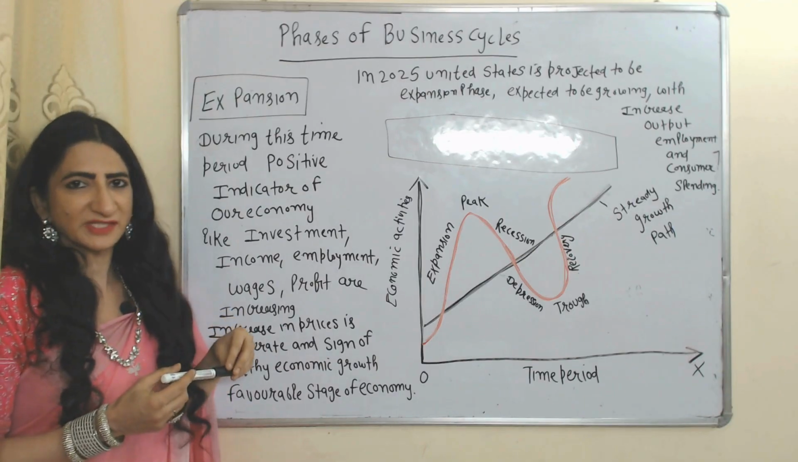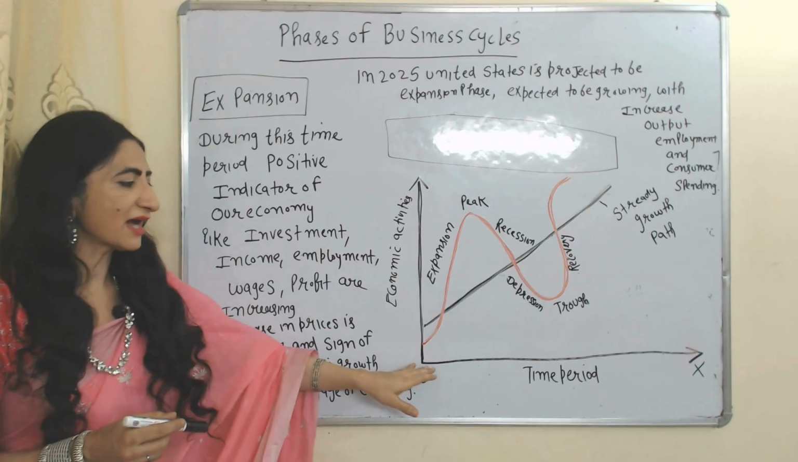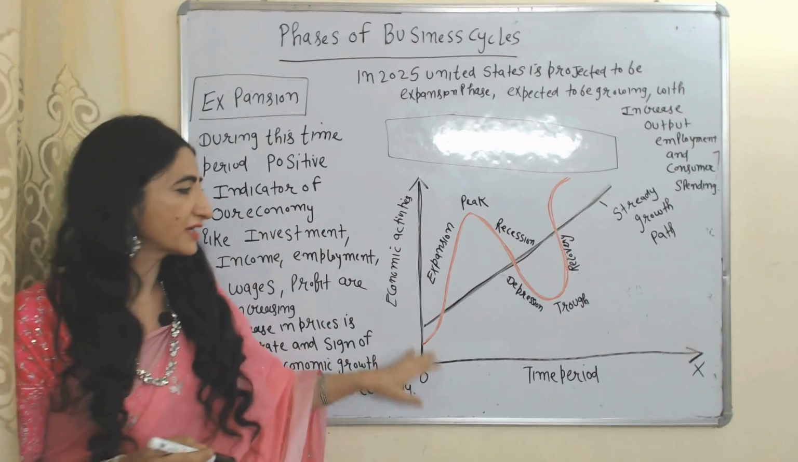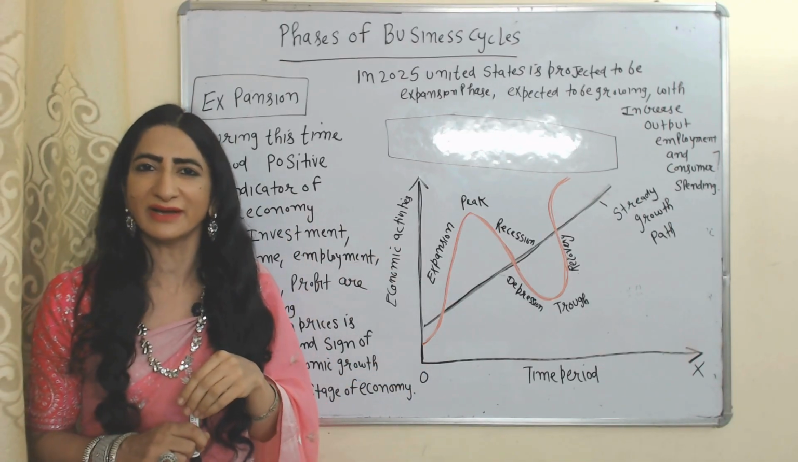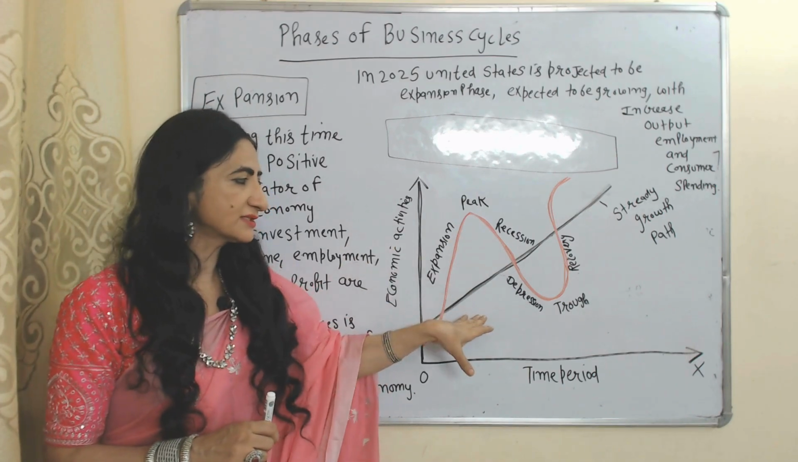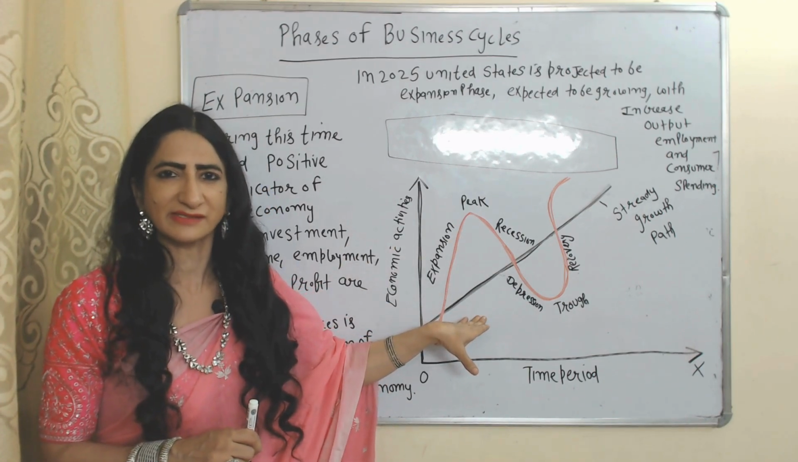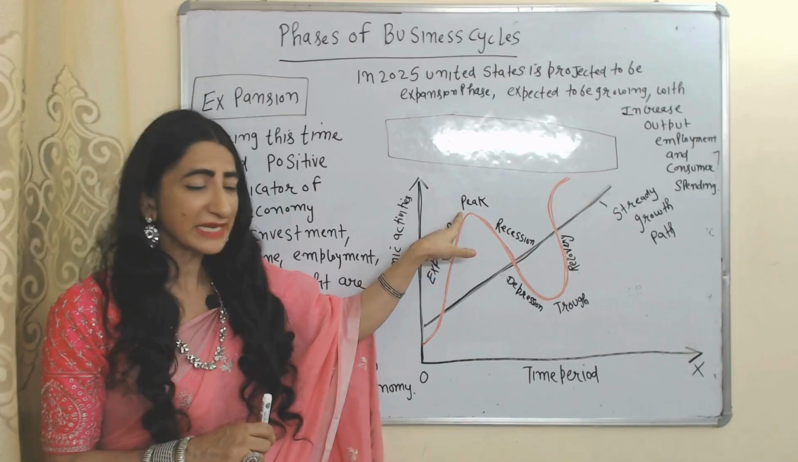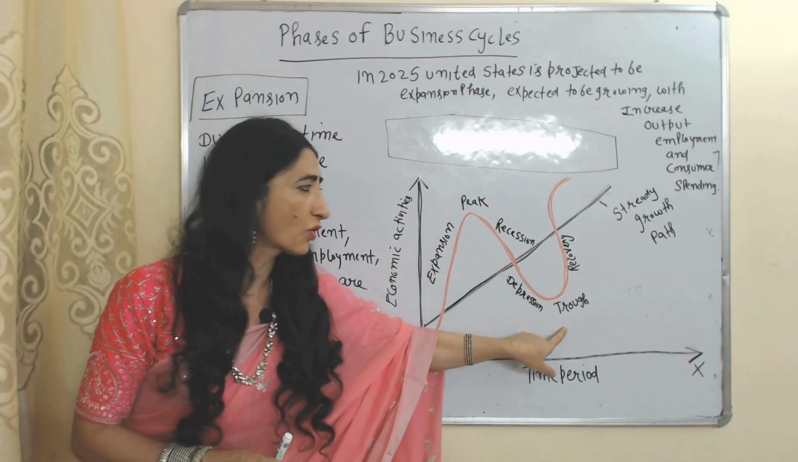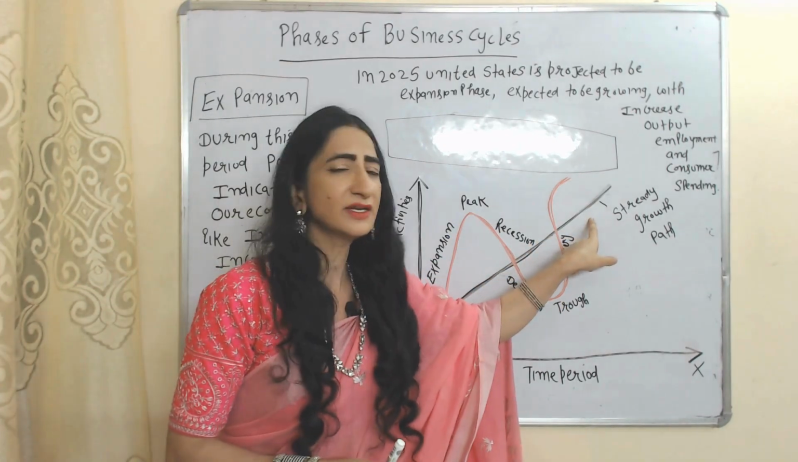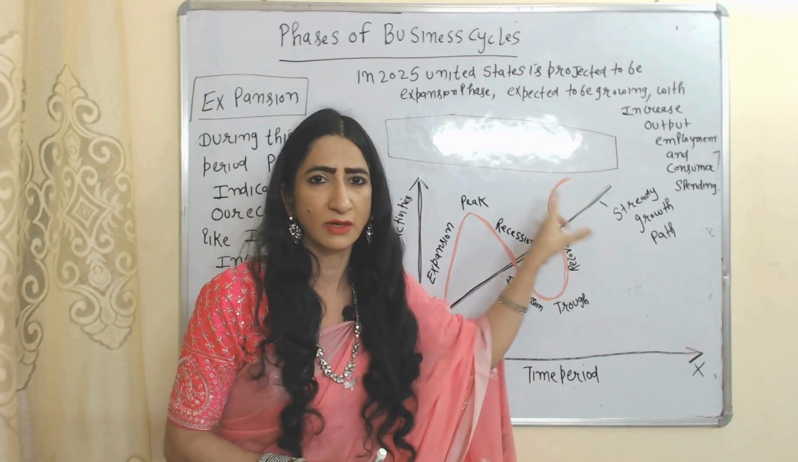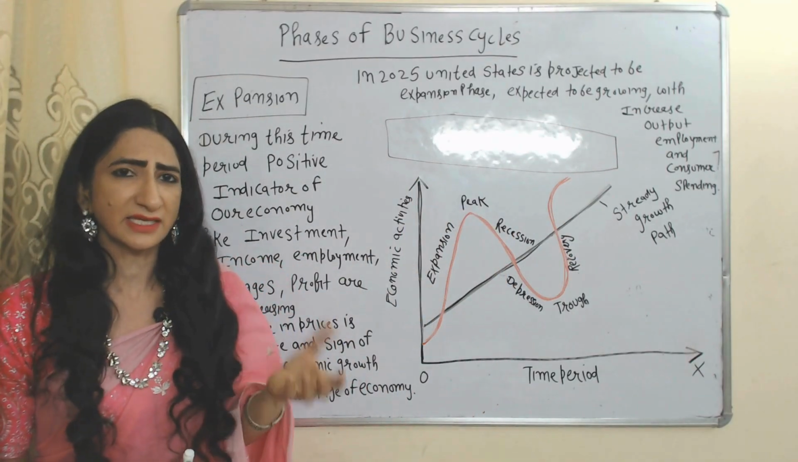Now we'll see phases of business cycle. In this diagram, on the x-axis we have time period, on the y-axis we have economic activities. Here you can see so many phases of business cycles: expansion, peak, recession, depression, trough, recovery, and this line shows a steady growth path. One by one we will discuss each phase.